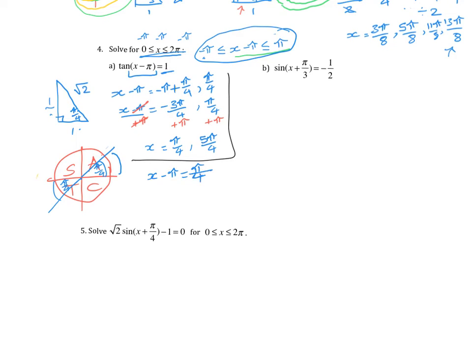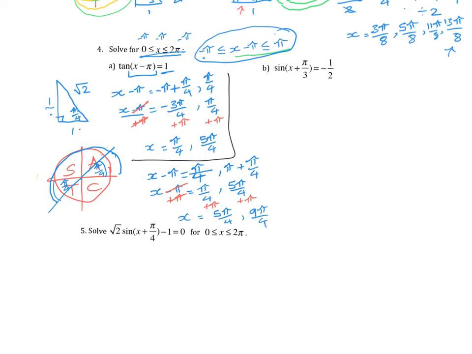And go around, that's pi plus pi on 4. So we get x minus pi equals pi on 4, and then that would be 5 pi on 4. But then again, we need to add pi to both sides to cancel that pi out. And we get x equals 5 pi on 4 and 9 pi on 4.